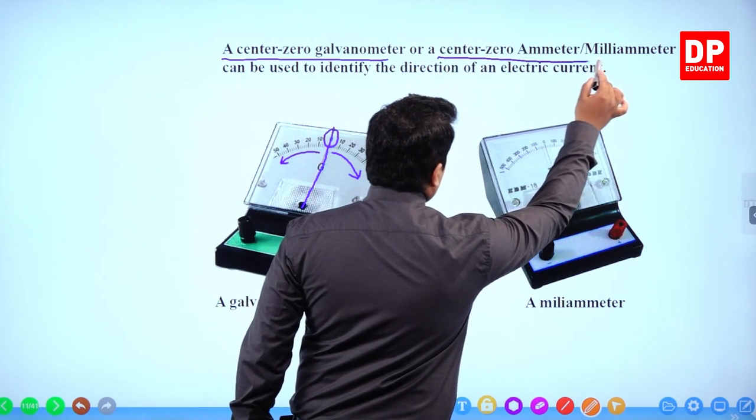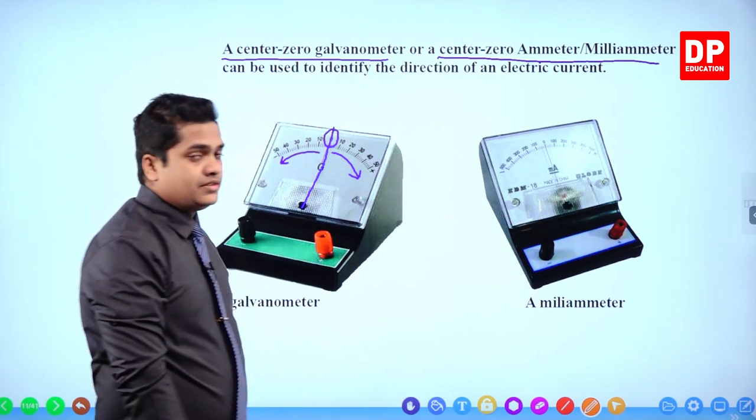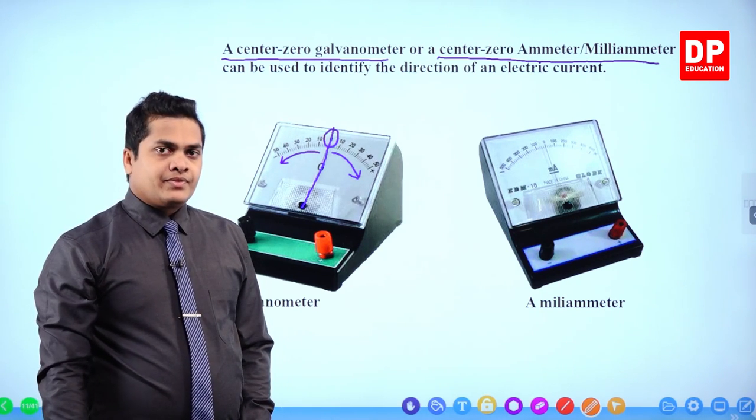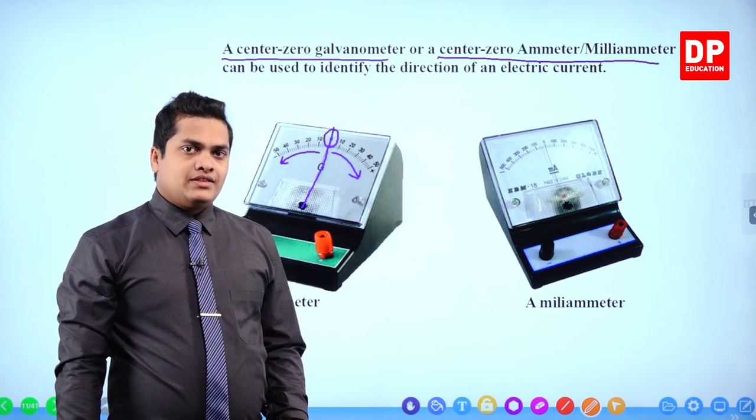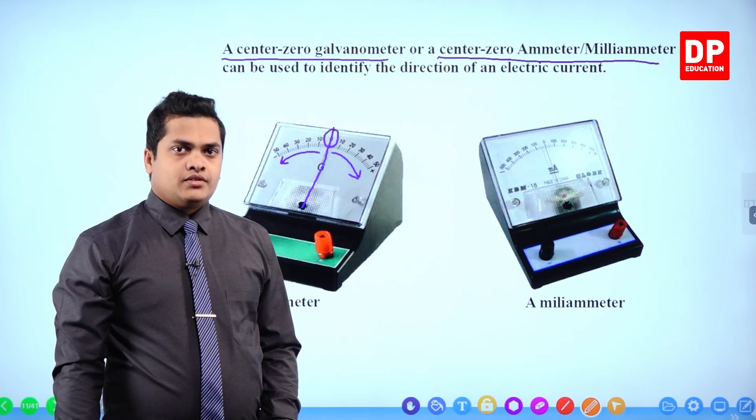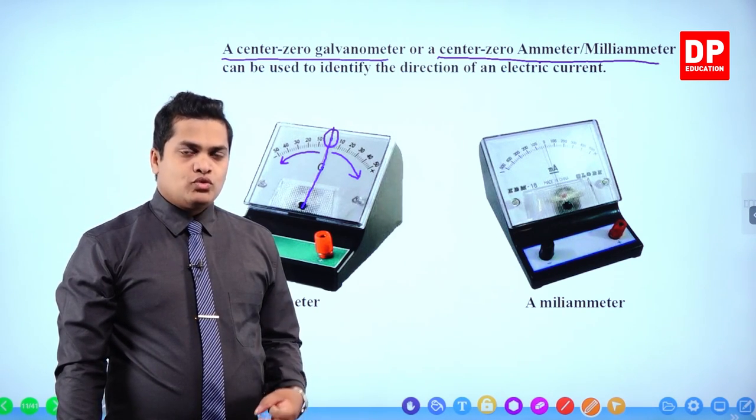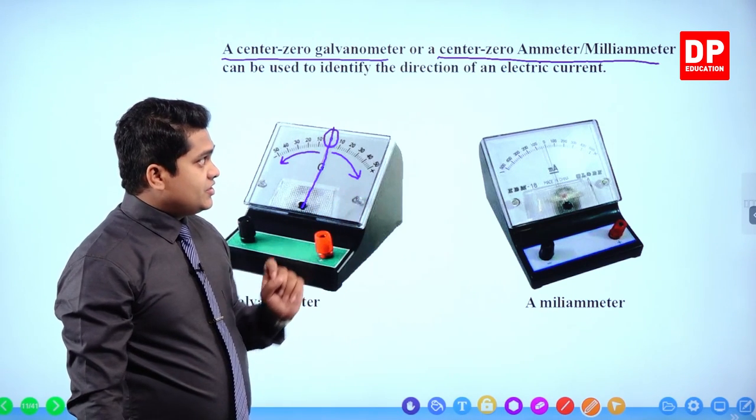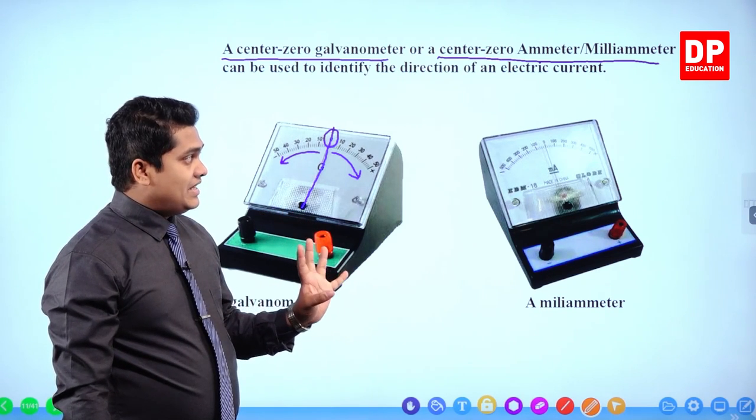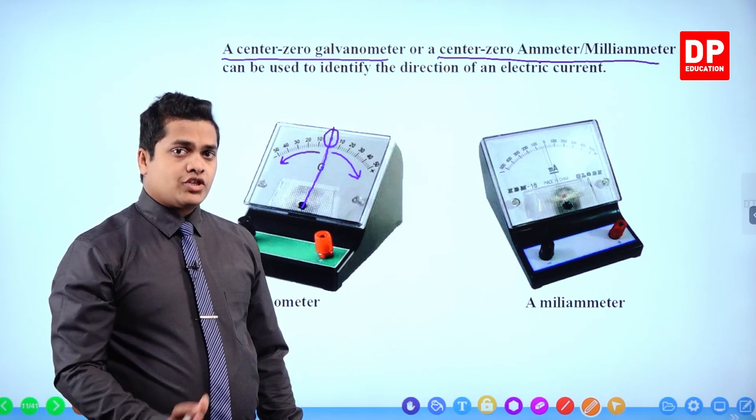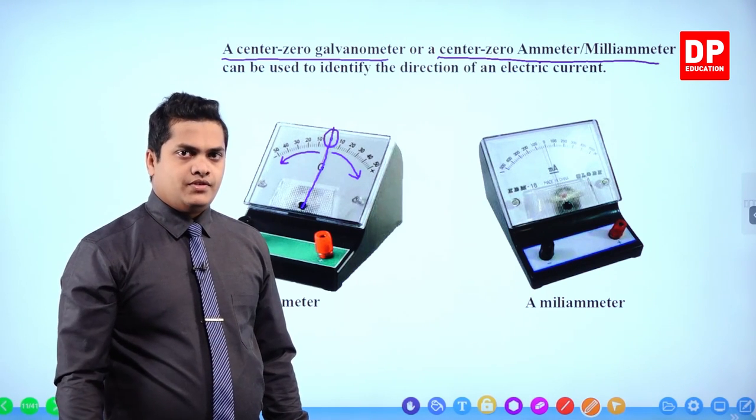Then the next one: center zero ammeter or milliammeter. This ammeter or milliammeter is the instrument that we use to measure electric current. So the center zero ammeter and milliammeter can also be used to get the direction of current flow.